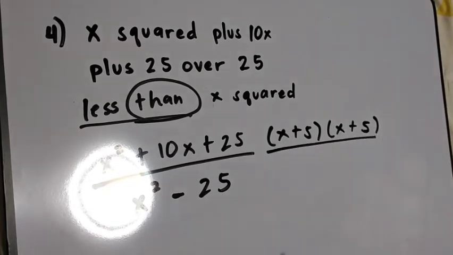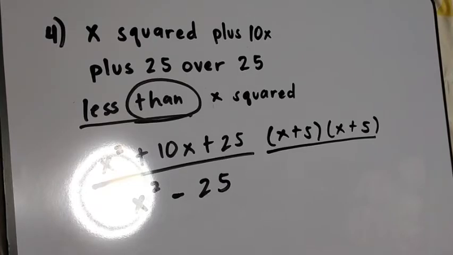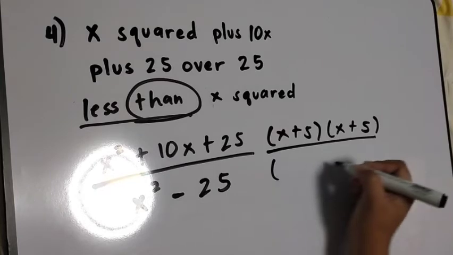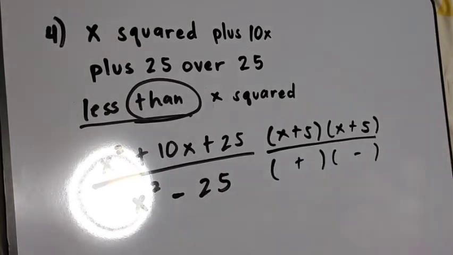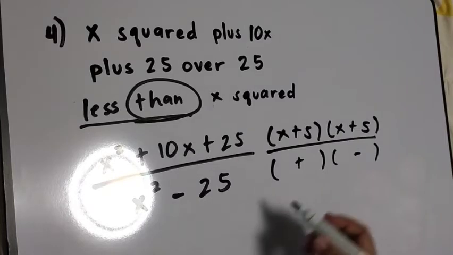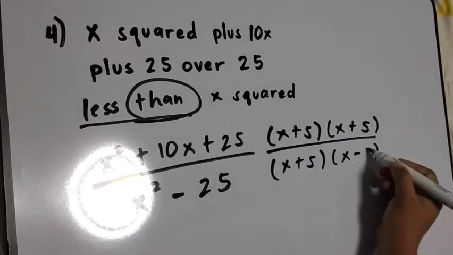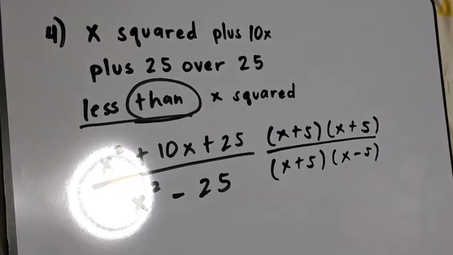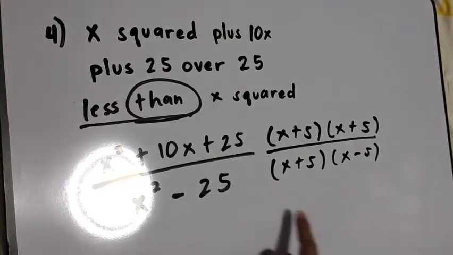All over now, we have here x squared minus 25. Again, this is an example of difference of two squares. And the factors are sum and difference of two terms. So, square root of x squared, that is x. Square root of 25 is 5. Now, if you will notice, we have here common factor. So, x plus 5 this is the denominator.